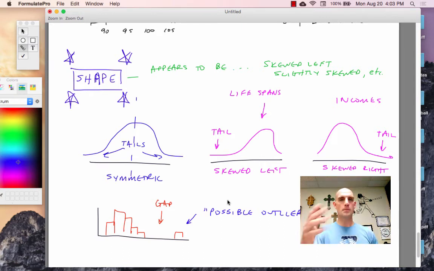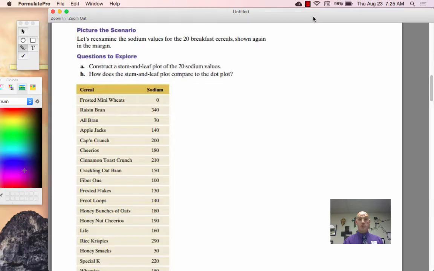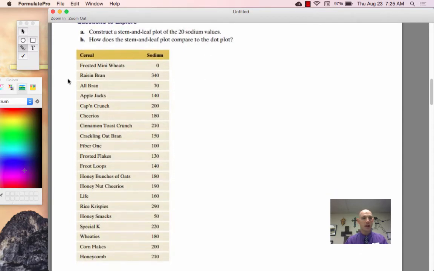Okay, so now let's go back and do a couple of examples to help us hammer home these ideas of looking at data and what is an appropriate data display and what are some of the things that are going to go into evaluating data displays once we have them from our data. So let's go ahead and look at a couple of examples. What we have here is a list of the sodium values in a given number of cereals. And what we're going to do is we're going to make a stem and leaf plot of the 20 values.